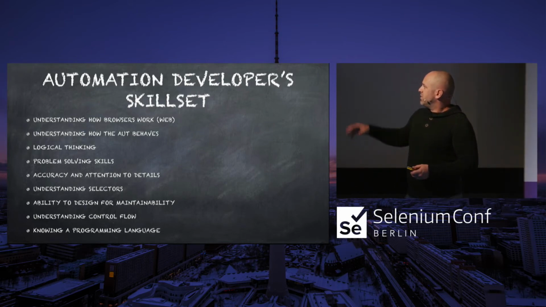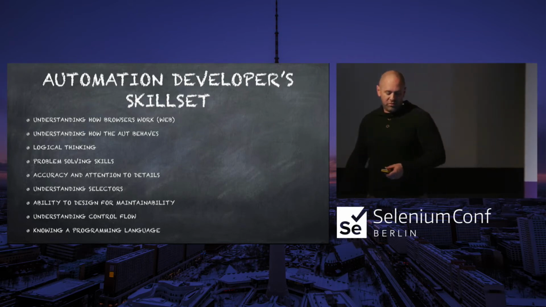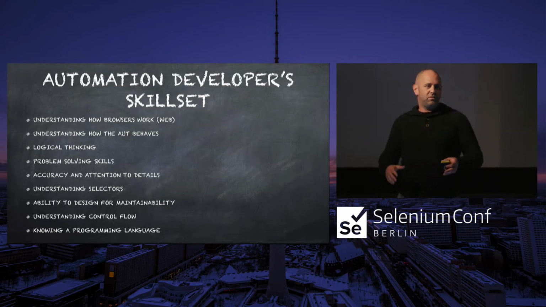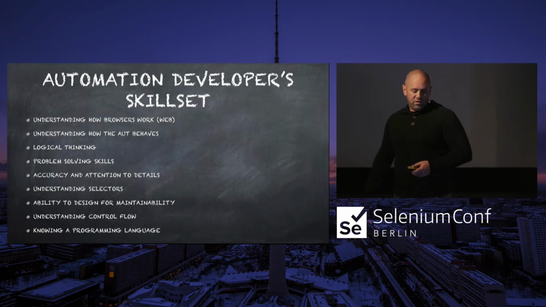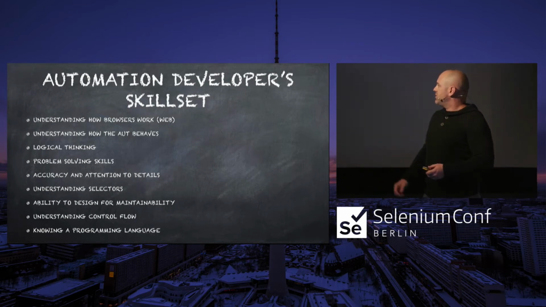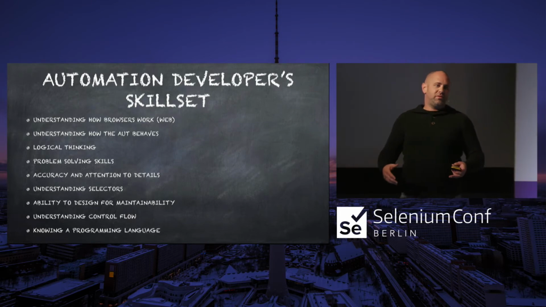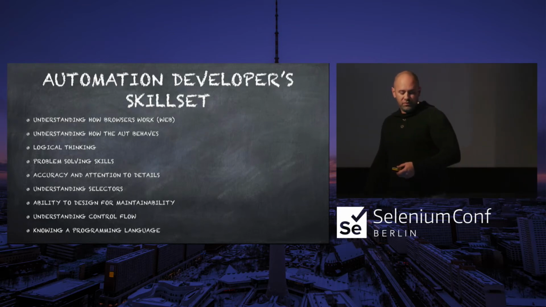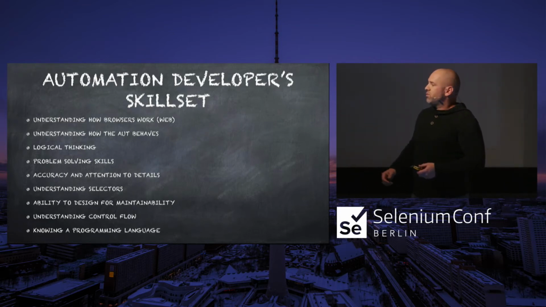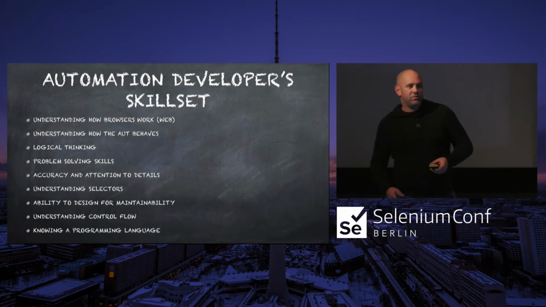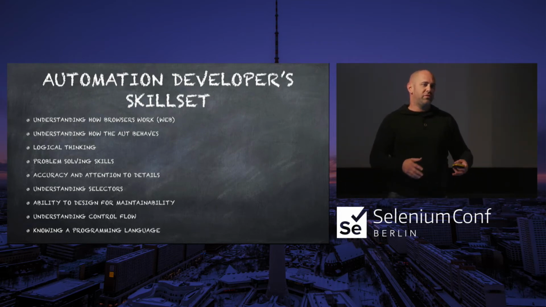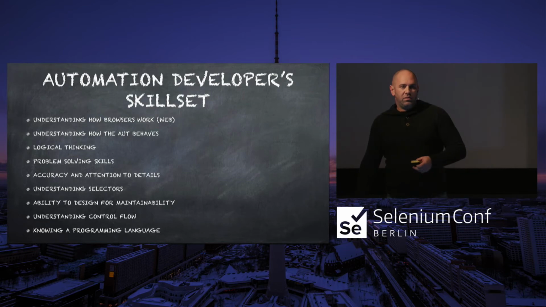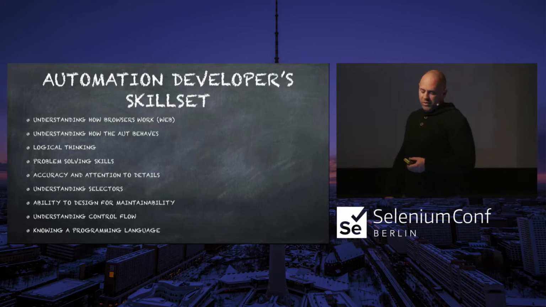And there are the last four. Understanding selectors. You've got to pick the right ones and not depend on paths and hierarchies that are prone to break. Ability to design for maintainability. You want to design your tests so they will not break easily when the application changes. It will be easy to adapt, easy to extend, easy to reuse. You need to understand control flow, conditions, loops, so you can create complex logic of interaction and validation. And you want to know the syntax of a programming language.